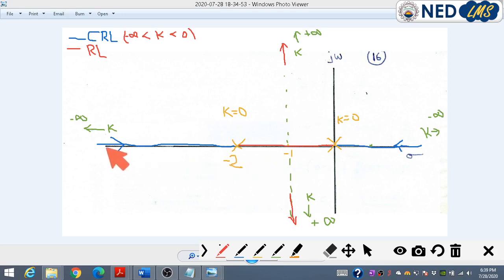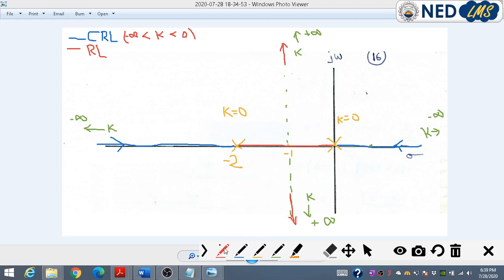The second branch, which belongs to CRL, starts from k minus infinity, and this branch is proceeding along the real axis, because this portion of the real axis belongs to CRL, and this branch arrives at k0. So we have completed the two branches and their pertaining CRL portion.